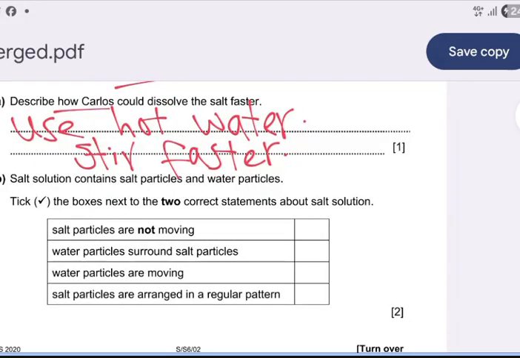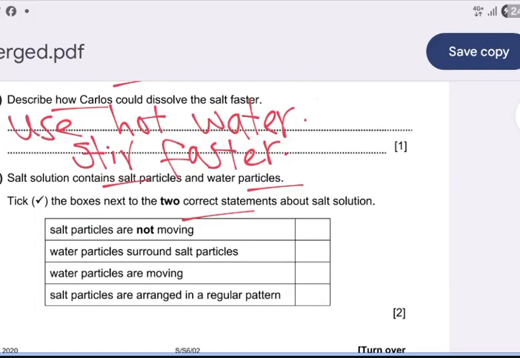So the salt solution now contains salt particles and water particles. Yes, they are mixed together and you cannot see them. So that's why I said tick the boxes next to the two correct statements. He said there are only two correct statements about salt solution. And you have to read the question very well. So now I know there are two correct statements. Read the first one.